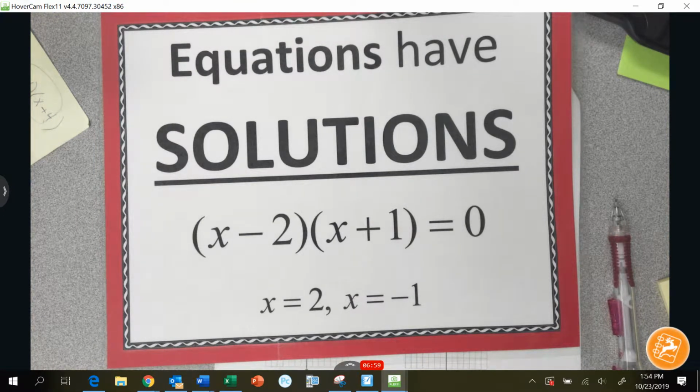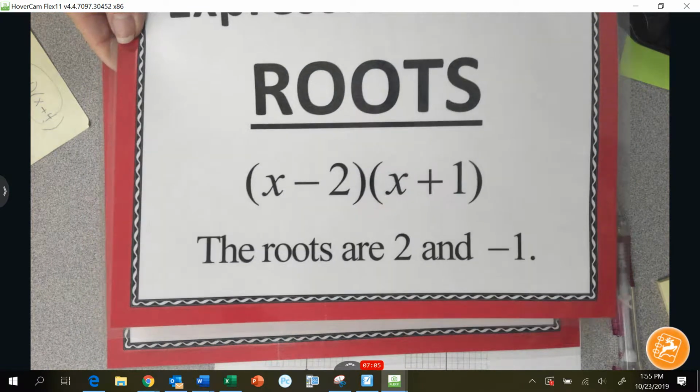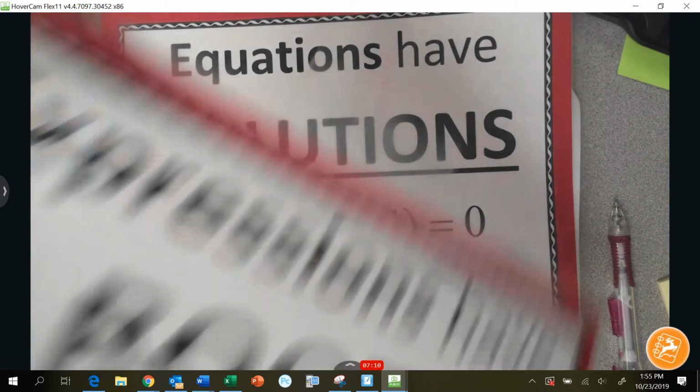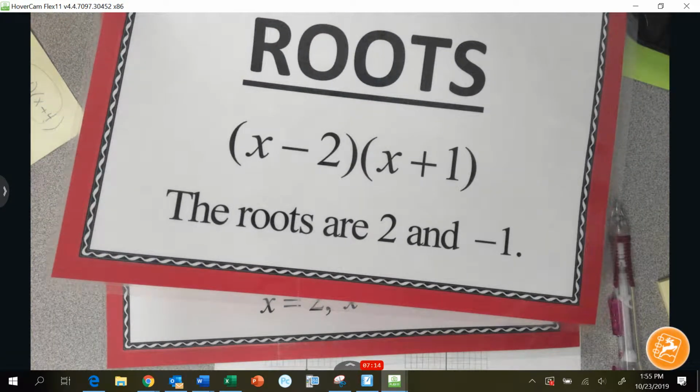Okay. What's the difference between the equation and the expression? The equation has an equal sign and equals 0. The expression? No equals 0.